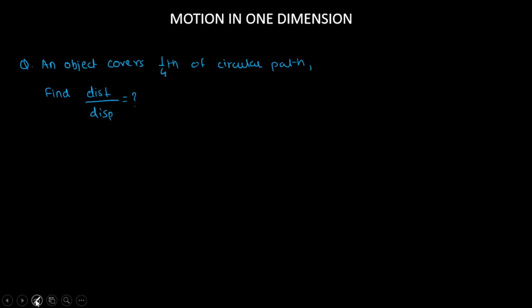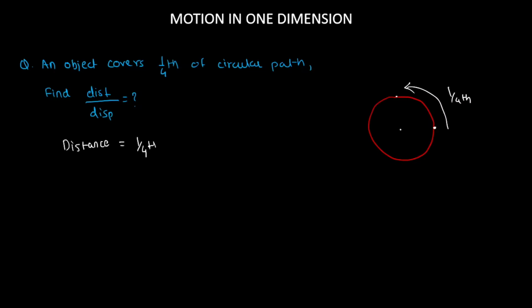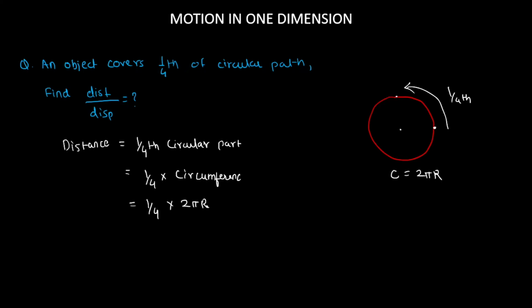An object covers 1/4 of a circular path. What will be the ratio of the distance and displacement of the object? For this type of problem, the most important thing is to draw the diagram of the situation presented by the problem, then proceed to the solution. In this case, the particle travels 1/4 of the circular path, which simply implies that the distance covered by the object will be equal to 1/4 of the circumference of the circular path, which equals πr/2.